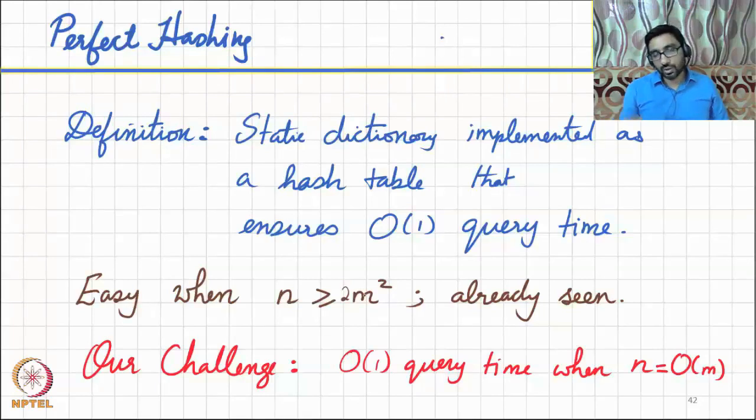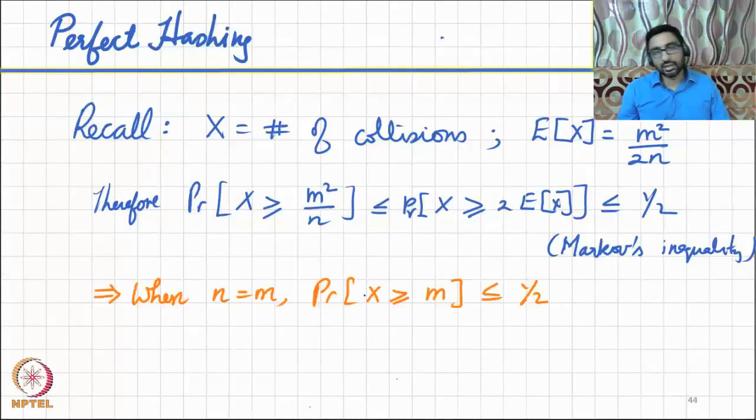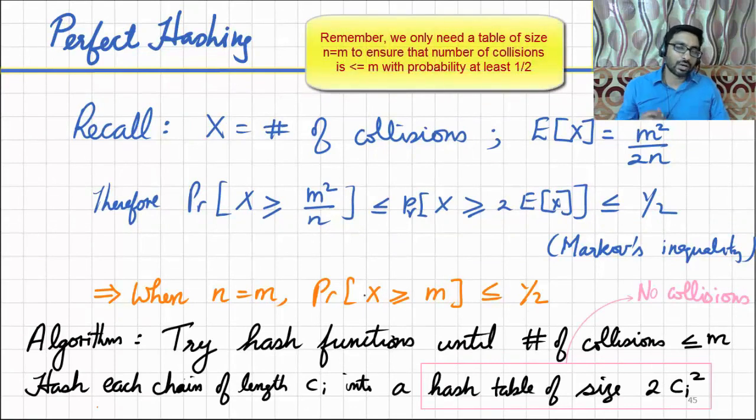And remember, we still want query time to be constant, not with high probability, but deterministically. Let us remind ourselves from the previous segment that the number of collisions exceeds m squared by n with probability at most a half. And when n equals m, the number of collisions will exceed m with probability at most a half. So here's an idea for how to construct this perfect hashing.